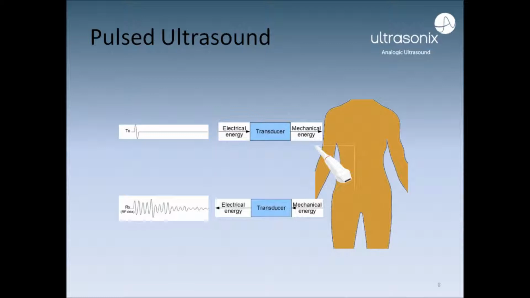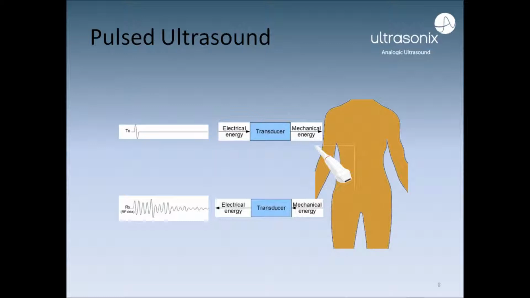Pulsed ultrasound. As I mentioned earlier, I will focus on pulsed ultrasound imaging as it is the most common way of ultrasound imaging. In pulsed ultrasound imaging, an electrical pulse is applied to the ultrasound transducer. This pulse has a short duration, usually one or a few cycles. The transducer converts the electrical pulse into a mechanical pulse. The mechanical wave propagates through the tissue and generates echoes which travel backwards towards the transducer. These returning echoes are picked up by the transducer and converted into an electrical signal which is called the RF signal.